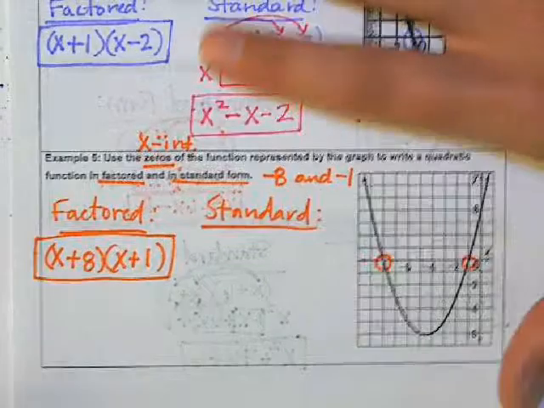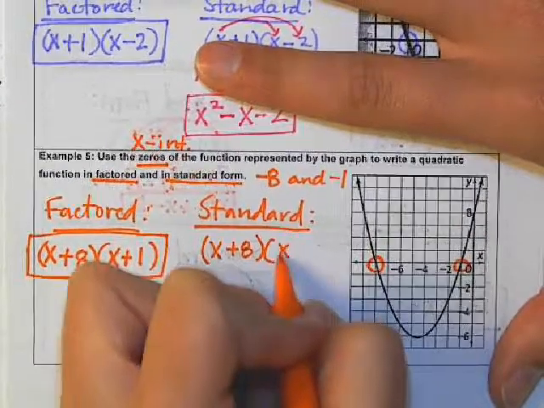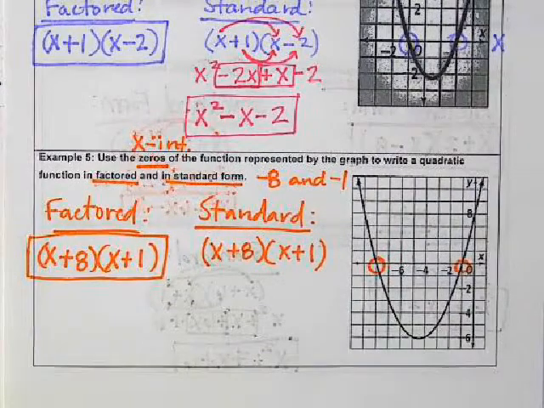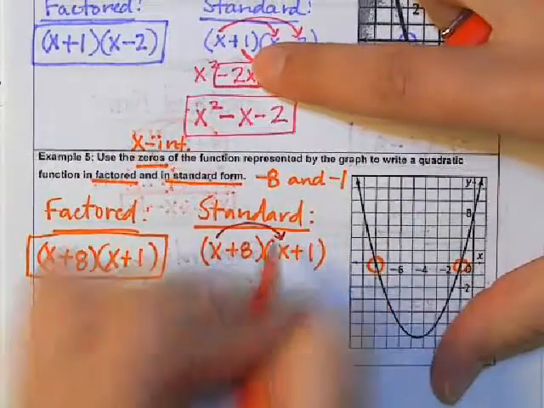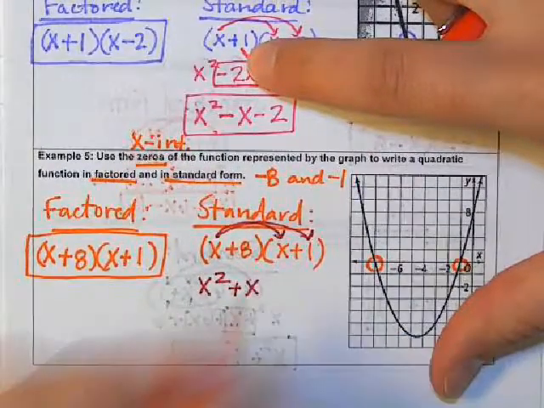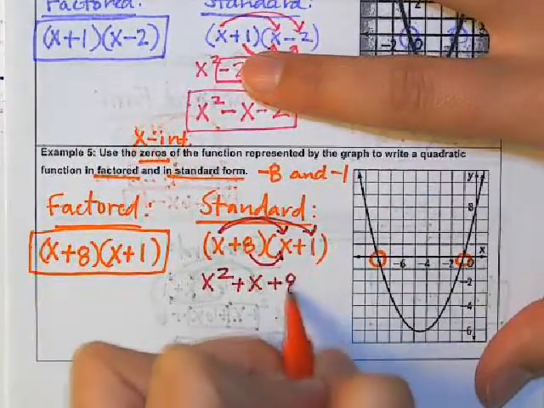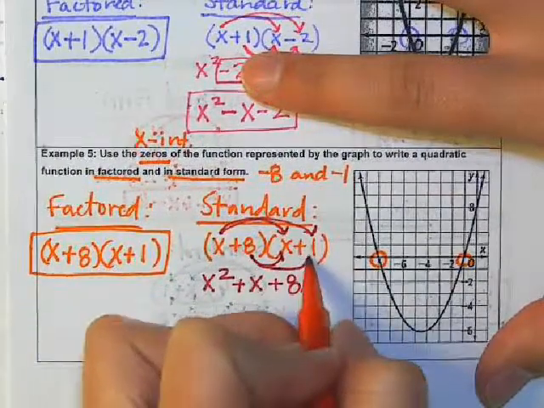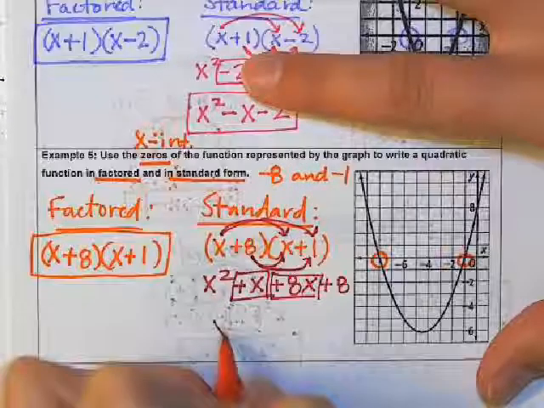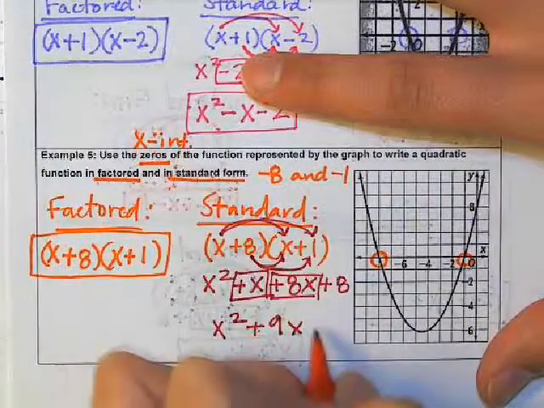How do I go from factored to standard? Double distribute. Okay. X times X is X squared. X times 1 is positive x, but I don't have to write the 1. Underneath, 8 times X is 8x. Good, positive. 8 times 1 is positive 8. Combine your like terms. X squared plus 9x, because 1 and 8 give me 9, plus 8.